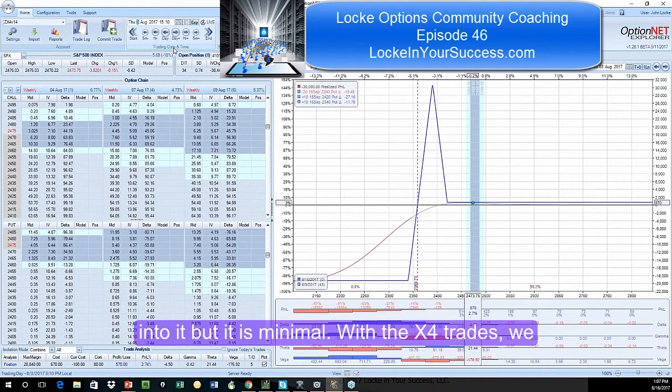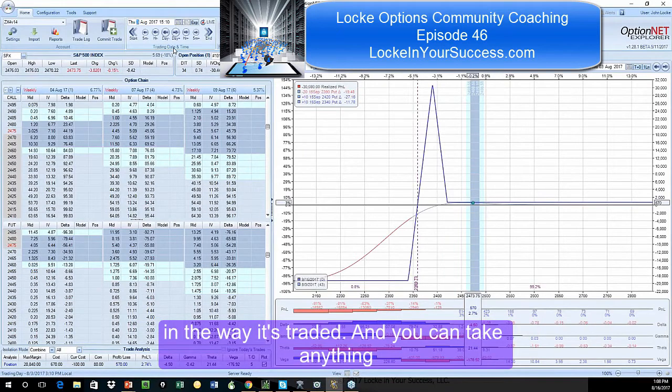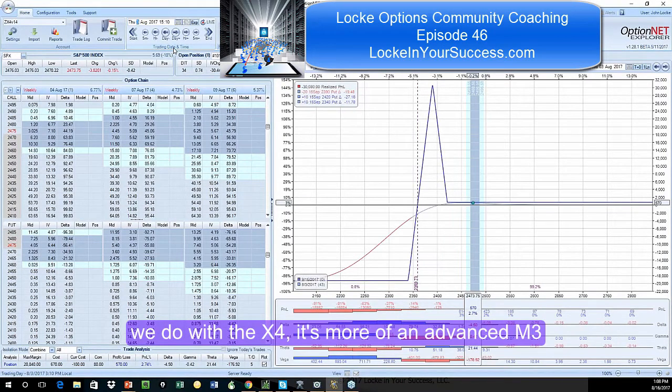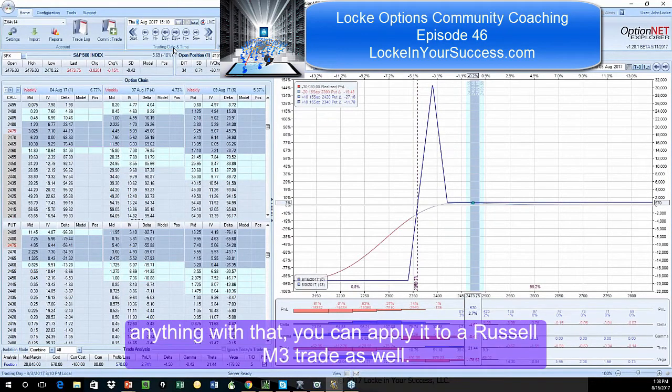With the X4 trades, we come in and they're similar, but you'll notice they're different adjustment styles. The X4 version 22 is going to be very much like Russell M3, and with guidelines and adjustment changes that reflect a better way to deal with the SPX in general, because we were asked about the SPX, and therefore we have different delta limits, and we have some little variances in the way it's traded. And you can take anything we do with the X4, it's more of an advanced M3 profile trade, the version 22. You can take anything with that, you can apply it to a Russell M3 trade as well.